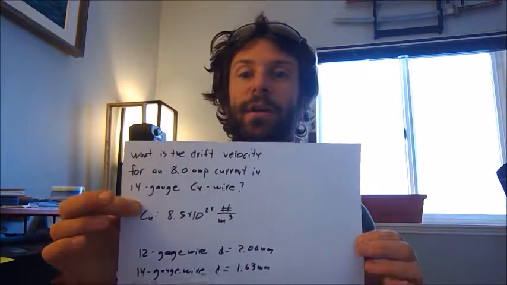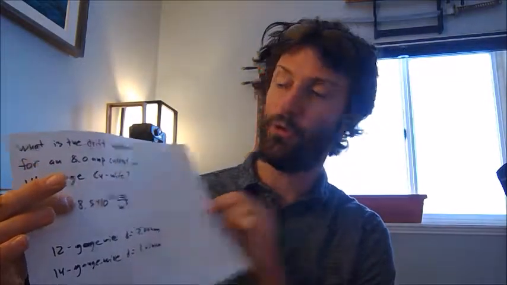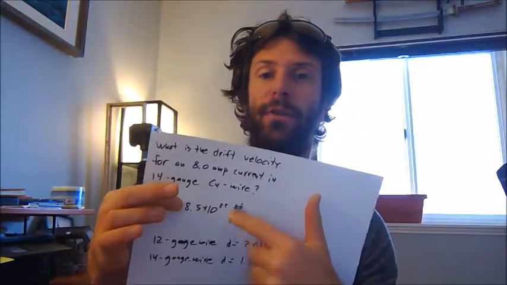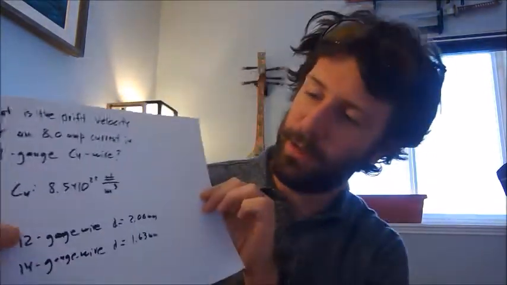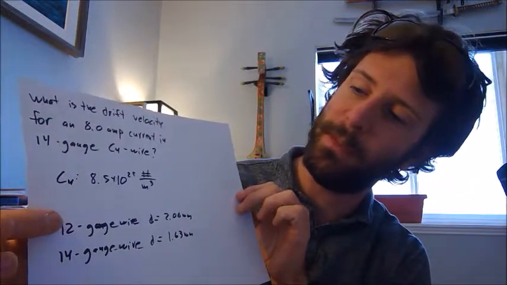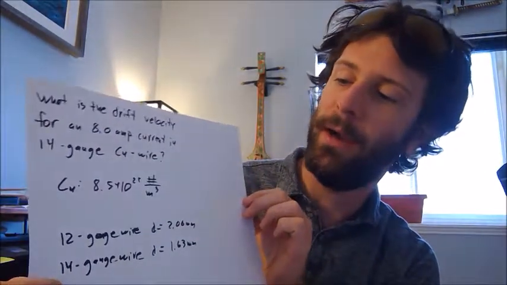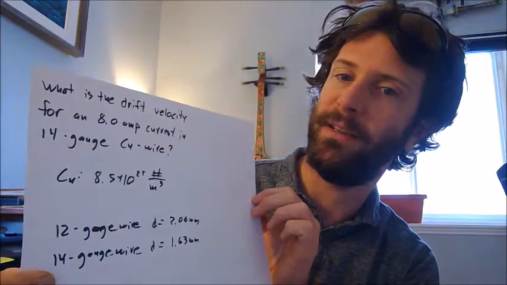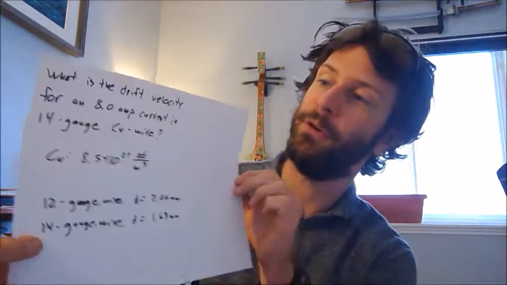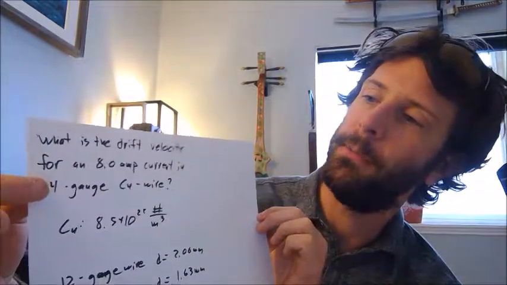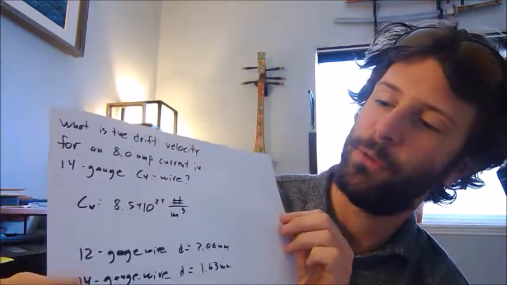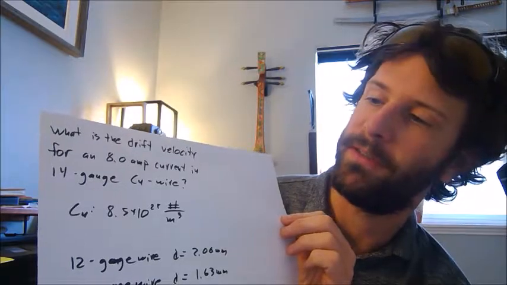I put some information here. Copper has a free electron density of 8.5 times 10 to the 28 electrons per meter cubed. 12 gauge wire has a diameter of 2.06 millimeters. 14 gauge wire has a diameter of 1.63 millimeters, going by that weird system where smaller is bigger. But we're 14 gauge, so we will go with that 1.63.